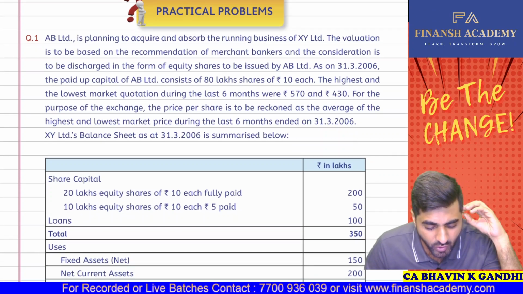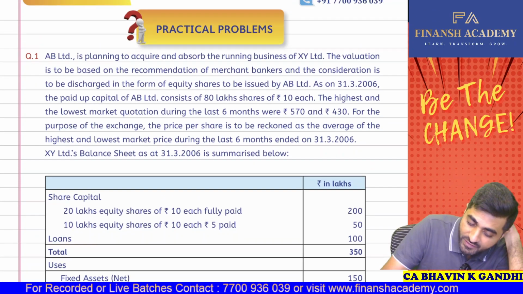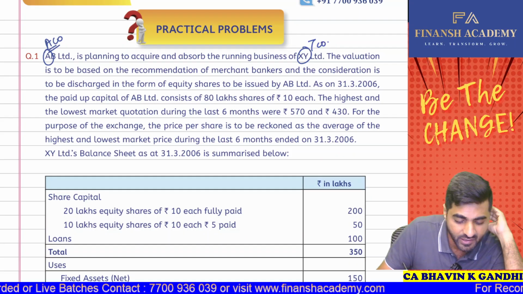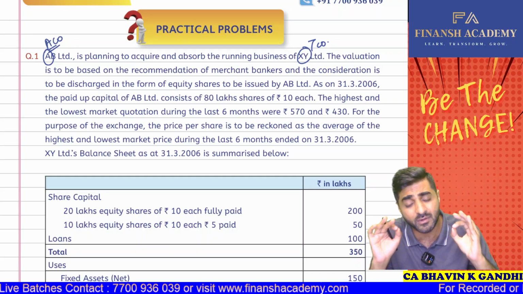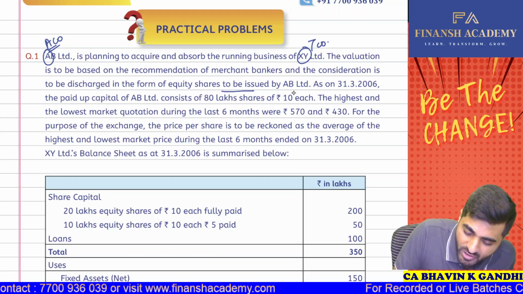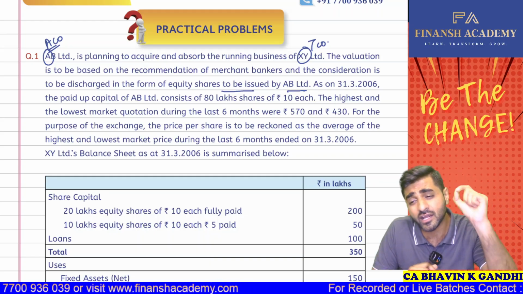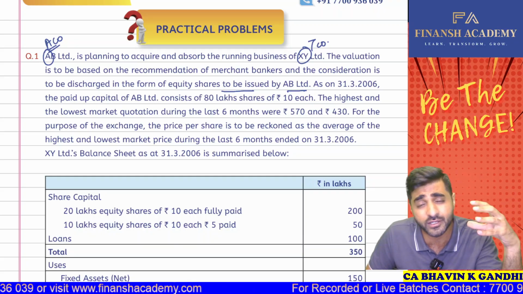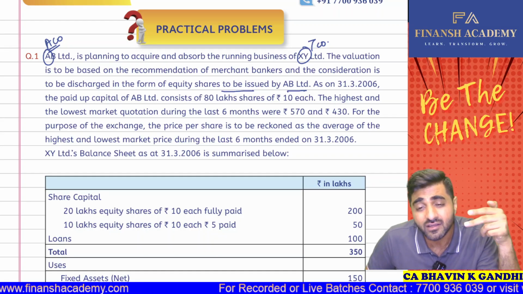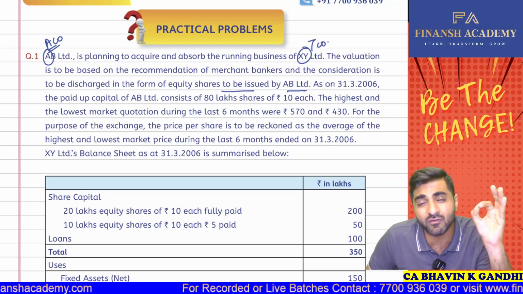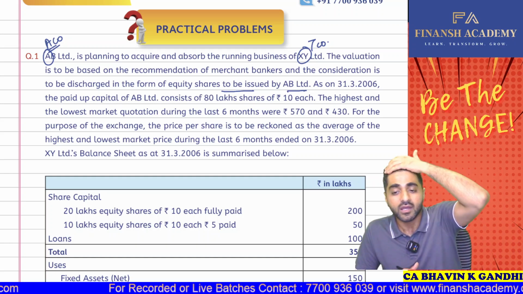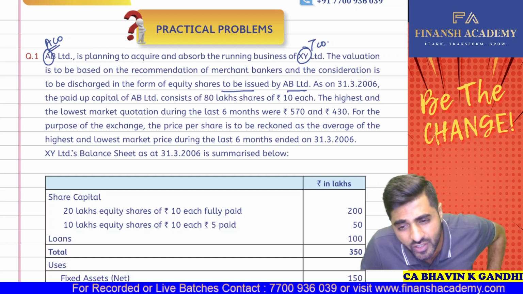Now, AB is planning to acquire and absorb the running business of XY. So we know AB is the acquiring company and XY is the target company. The valuation is to be based on the recommendation of the merchant bankers, and the consideration is to be discharged in the form of equity shares to be issued by AB. So the acquiring company is discharging the purchase consideration by way of issue of equity. It's only the equity part, so there is no cash consideration given.